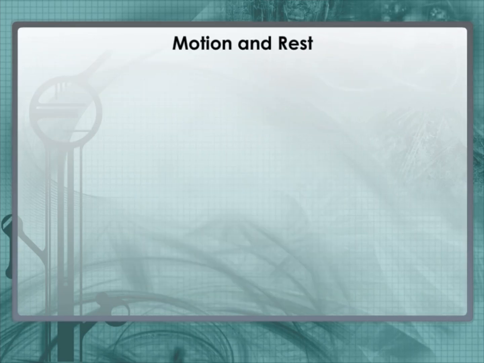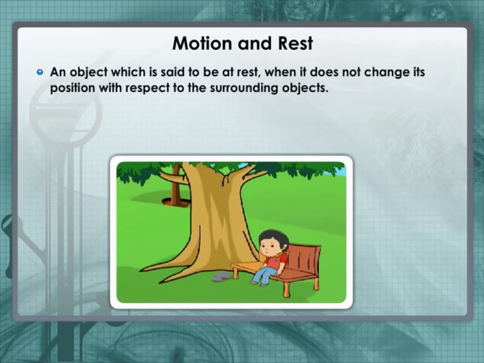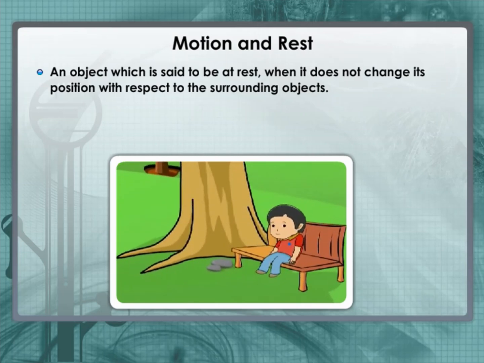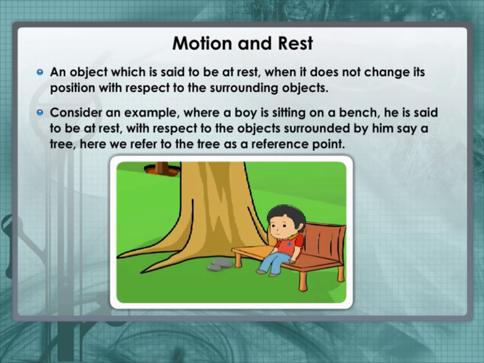Motion and rest. An object is said to be at rest when it does not change its position with respect to the surrounding objects. Consider an example where a boy is sitting on a bench. He is said to be at rest with respect to the objects surrounding him, say a tree. Here we refer to the tree as a reference point.